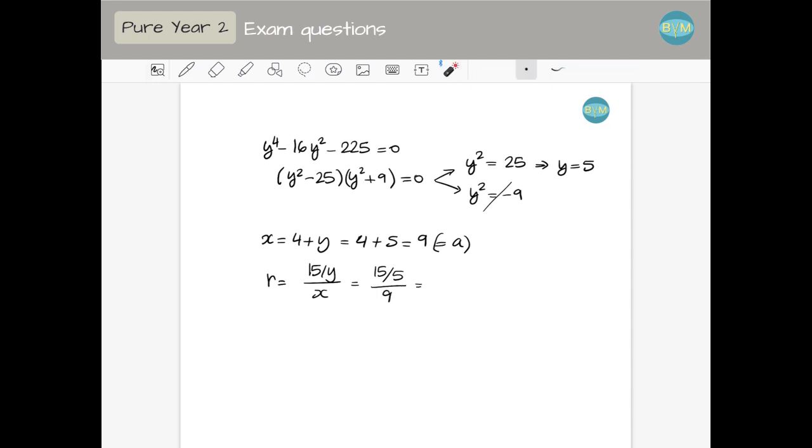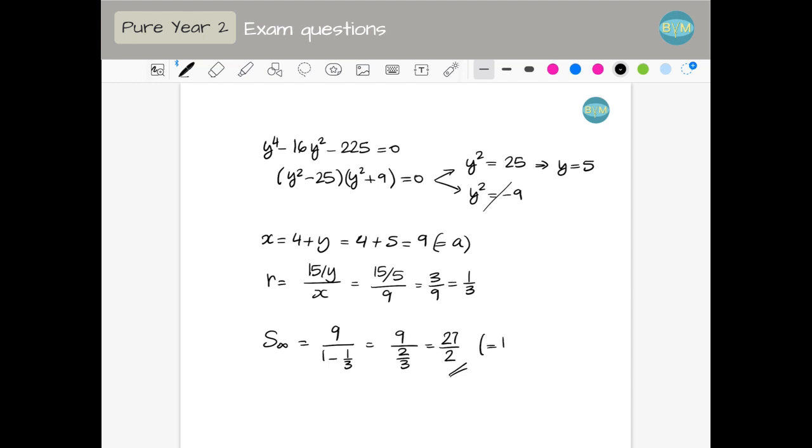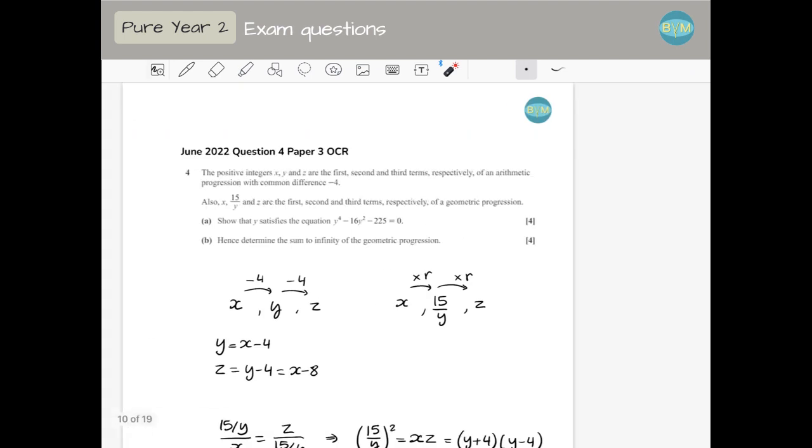So I have 15 over 5 is 3. 3 divided by 9 is 1/3. So that's my common ratio, which means my sum to infinity is the first term, which is 9, divided by 1 minus the common ratio. So this is 9 divided by 2/3, which is 27/2. Or if you want, you can write 13.5, but I will leave 27/2. And that's all with this question.